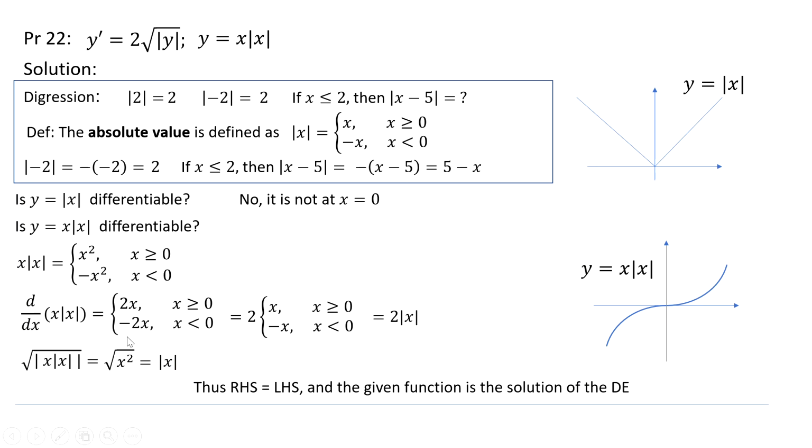Thus, what do we have? y prime is nothing but d/dx of x times the absolute value of x. We got 2 times the absolute value of x. On the right hand side, all of this turns out to be the absolute value of x, so 2 times the absolute value of x. 2 times absolute value of x is equal to 2 times absolute value of x.